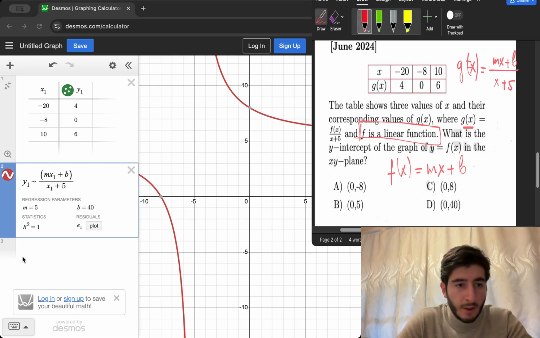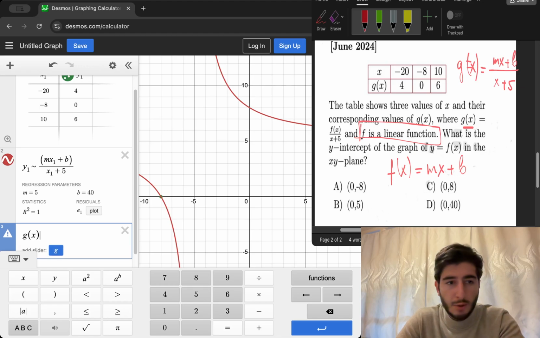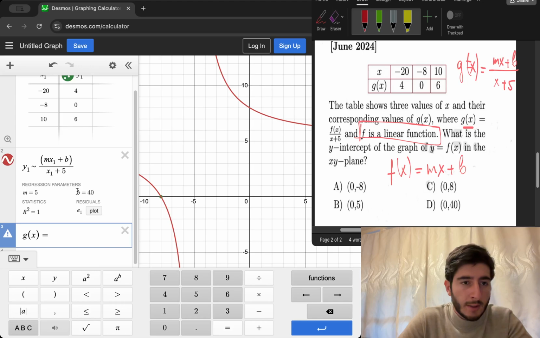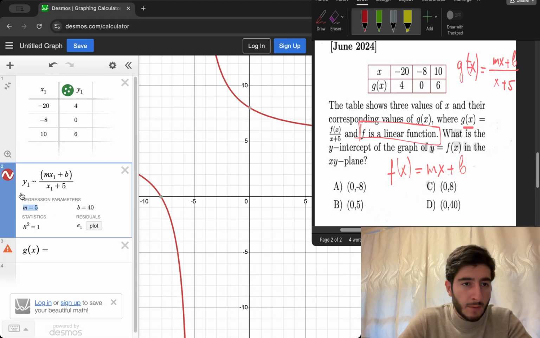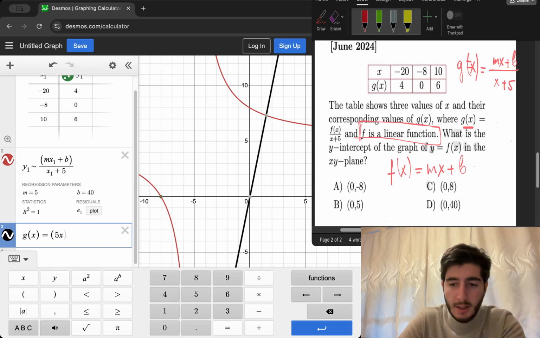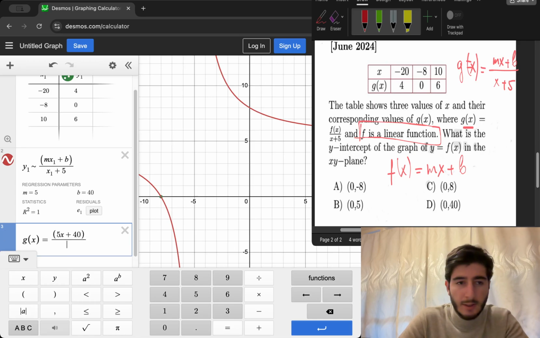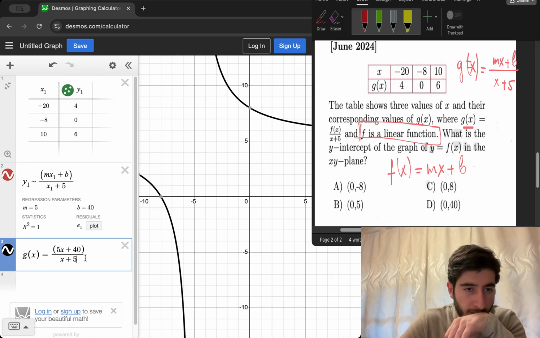So our function is g of x, and you should use the substitution method and put the values of m and b in. Open parenthesis, m is 5, so it's 5x plus b, where b is 40, close parenthesis, divided by (x + 5). So it is possible to find a rational function by using Desmos.